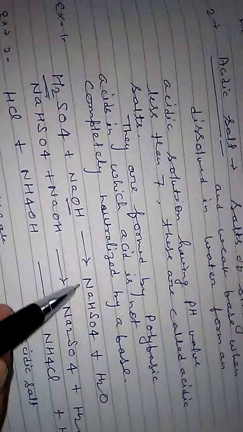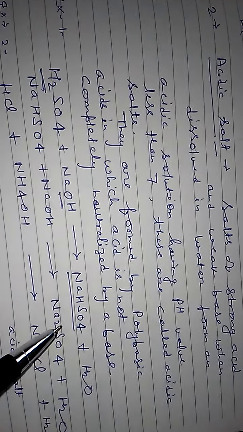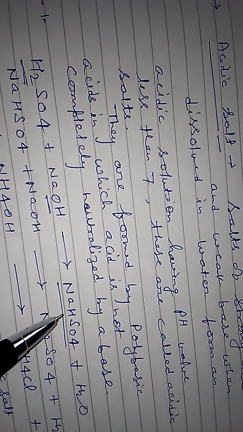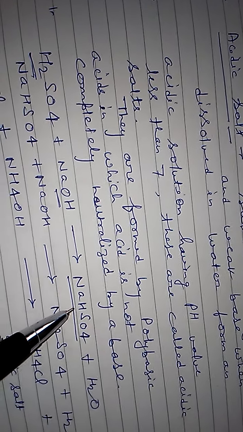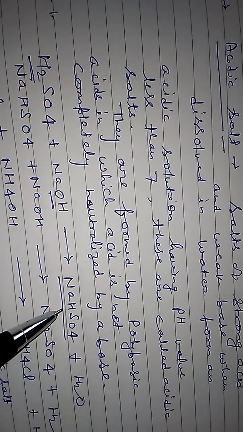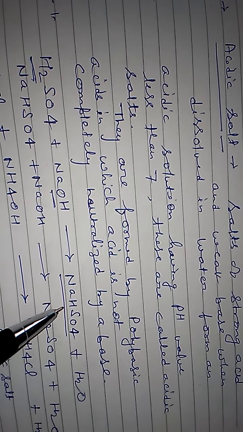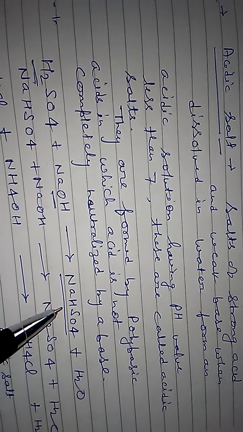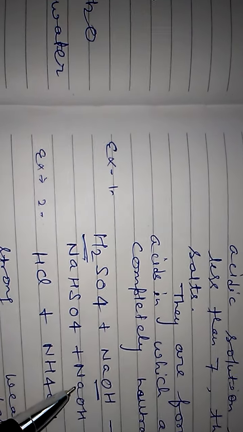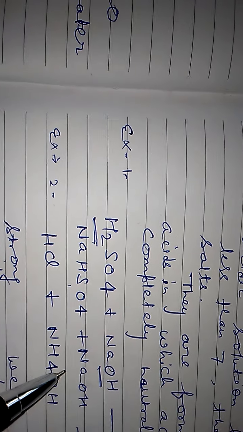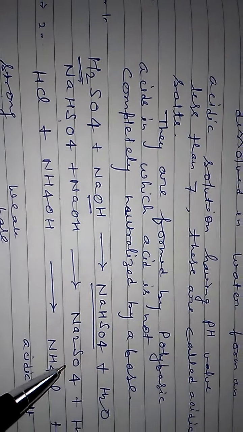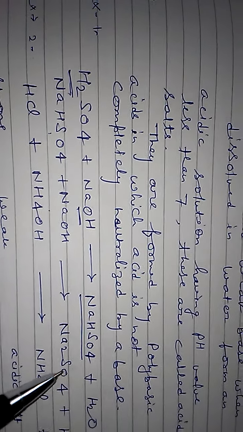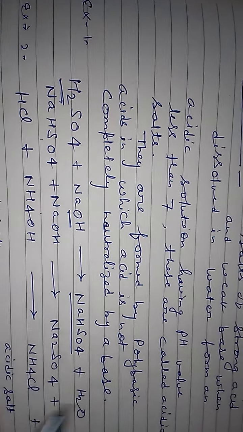The product formed is NaHSO4. You can see in this NaHSO4 one hydrogen atom remains. Therefore, because of the presence of this one hydrogen atom, it is an acidic salt. But when this reacts again with NaOH, NaHSO4 plus NaOH, it completely neutralizes and forms a neutral salt. So NaHSO4 is an acidic salt.